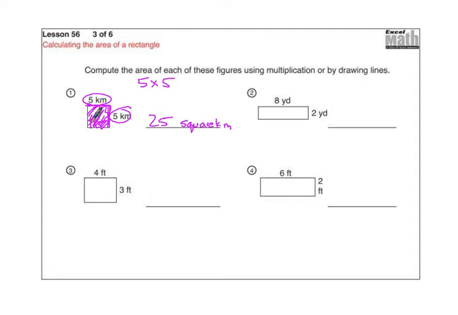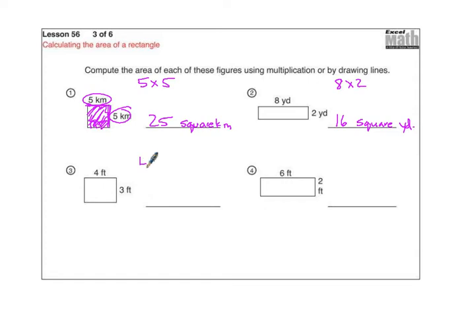Pause the video, try number 2, turn it back on when you're ready for the solution. All right, you should have written 8 times 2. You always have to show your work. The answer is 16 square yards. 16 square yards, right? Okay, do numbers 3 and 4. Pause the video, turn it back on when you're ready for the solutions.